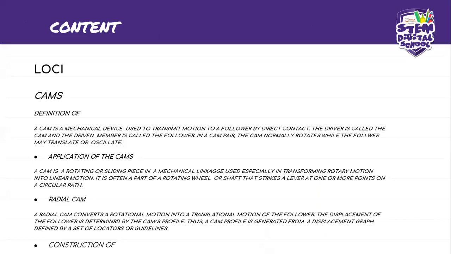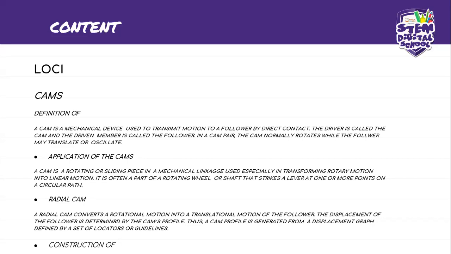By definition, a cam is a mechanical device used to transmit motion to a follower by direct contact. The driver is called the cam or the cam disk or the cam profile, and the driven member is called the follower. In a cam pair, the cam normally rotates while the follower may translate or oscillate, moving to and fro, up and down, and so forth.